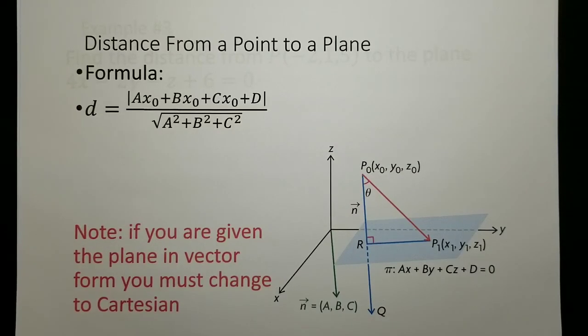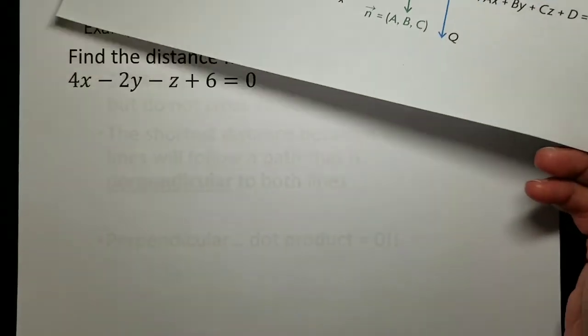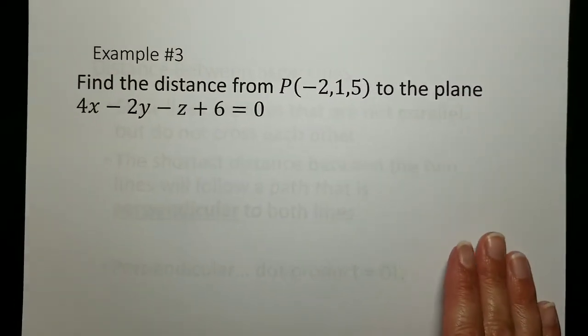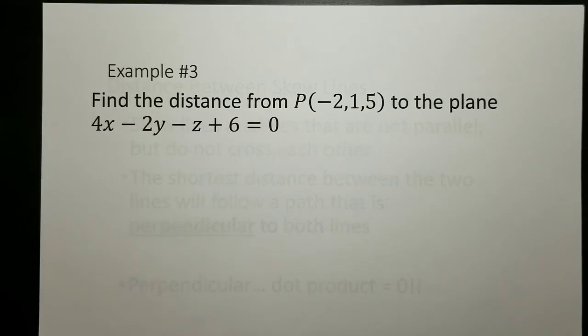Just as a note here, you need to have the equation of your plane in Cartesian form. If you're given it in vector or parametric form, you're going to have to convert that into Cartesian. It only works with the Cartesian equation of a plane. So we're just going to do a quick example of this one.